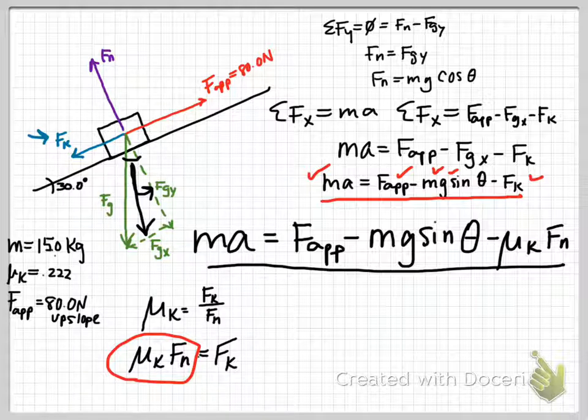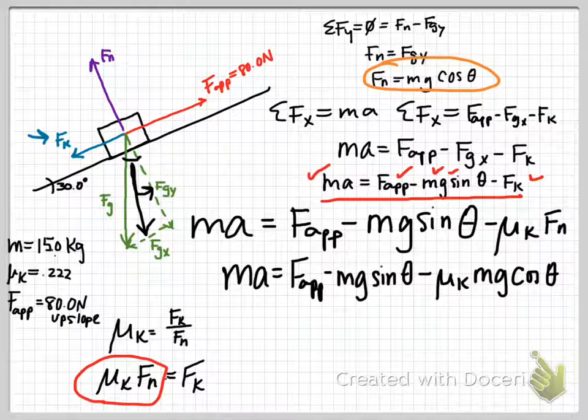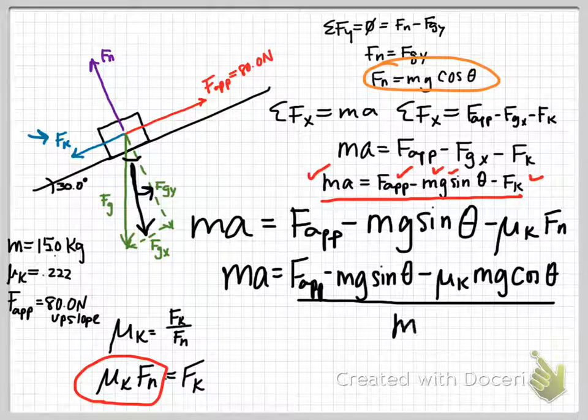Now, because I don't have Fn, but I have an expression for Fn, you see what's coming next. Okay, Ma equals F applied minus mg sine theta minus mu k mg cosine theta. Whew, there's only one thing left to do, and this one's pretty easy. I'm going to divide both sides by mass, to solve for acceleration. That moves mass from the side with acceleration, isolates acceleration, and gives me something I can plug into.